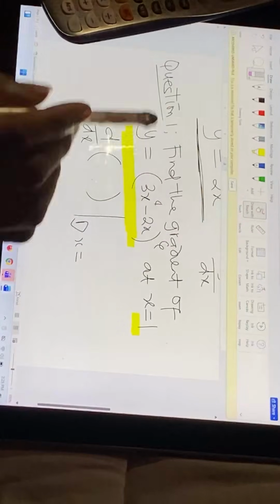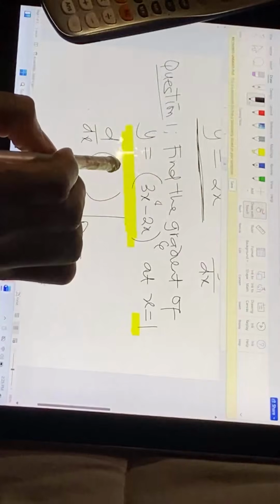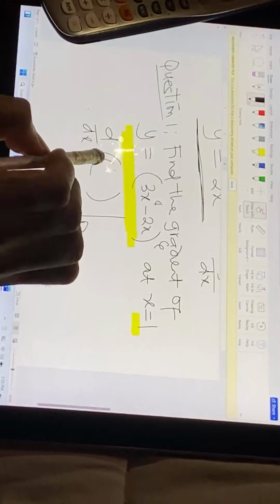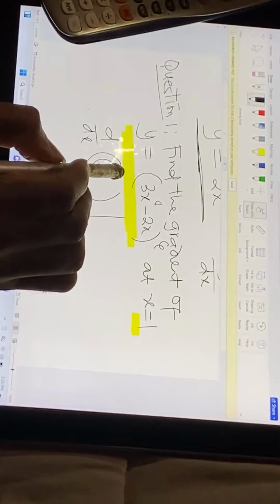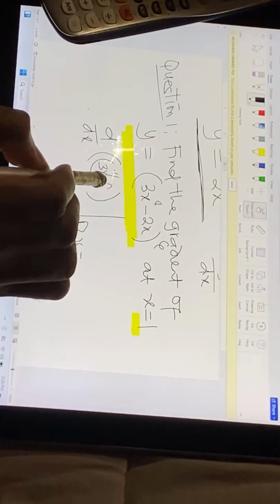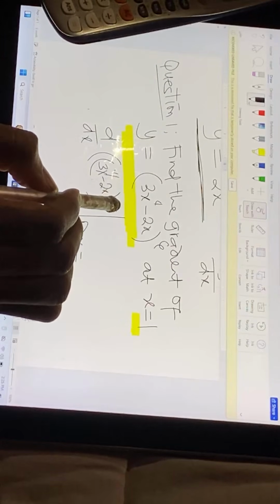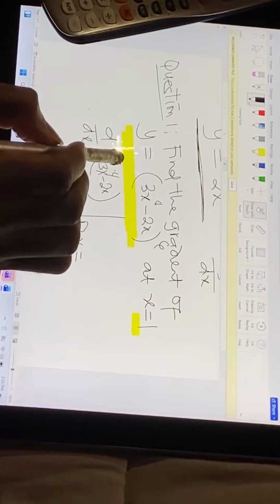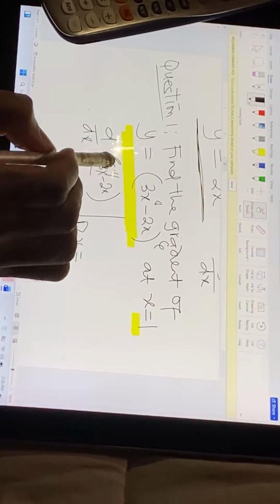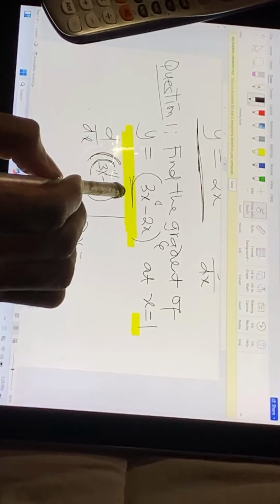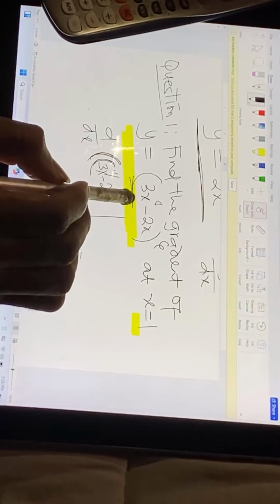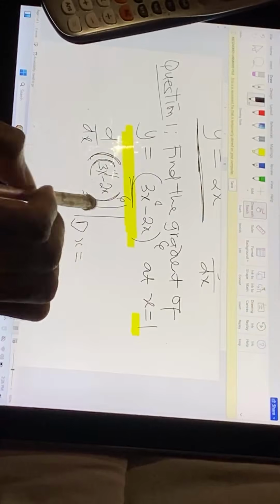Okay, so what you have to do here is create your own bracket again, that is this bracket here. That is right, 3S raised to power 4 minus 2S. This one here is from the calculator, and this one is the one you created. You close your bracket and raise to the power of 6. This one is the natural one already.